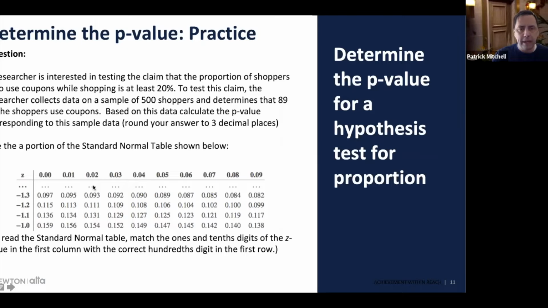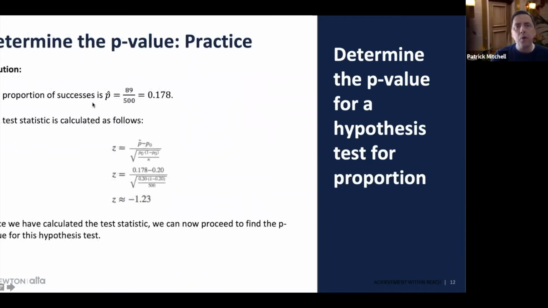So they've given me the part of the table that I'm going to need. I don't know that this is the part I need until I calculate my test statistic, so that's coming up. The proportion of successes is p hat, which is 89 over 500. That comes out to 0.178.